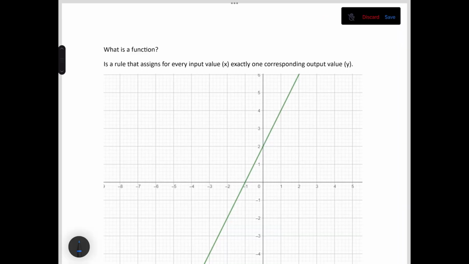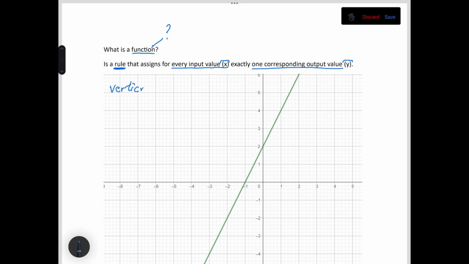Welcome to a lesson on functions. How do we know what a function is? We need to define it in grade 12. It is simply a rule that assigns for every input value exactly one corresponding y value. So if you have one input value, you have to have a corresponding y value. That qualifies it as a function.